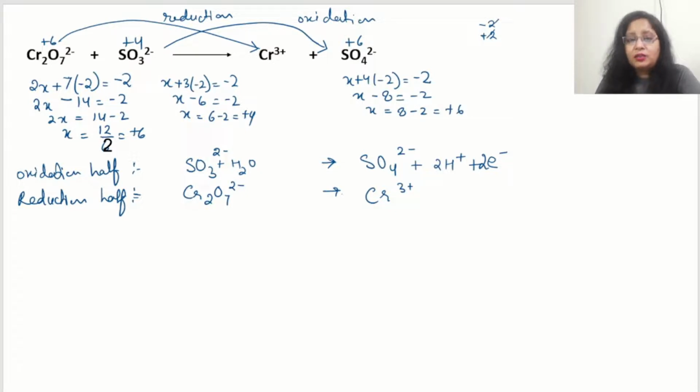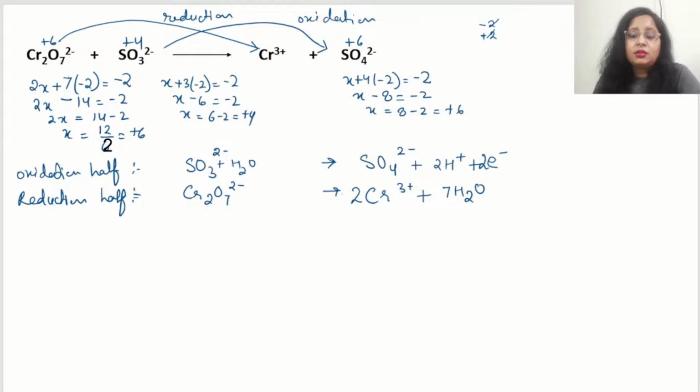Now come up to the reduction half. In the reduction half, first of all we will balance the chromium. Chromium, right hand side 2, left hand side only 1. So we will balance chromium like this. Now come up to oxygen. Oxygen, left hand side 7, right hand side none. Then what we will do? We will add water. So we will add 7H2O here. Clear? After balancing oxygen, we will balance the hydrogen.